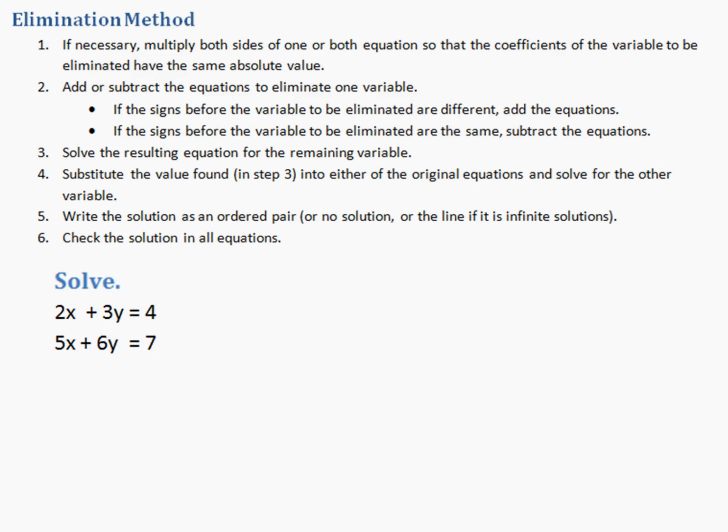Our next one, this is the first one where we actually have to do something with this first step. Notice here we have a 2x and a 5x, a 3y, and a 6y. None of those are the same coefficient or opposite coefficients. So what we need to do is multiply one or both of the equations by something so they do have the same coefficient. You can do it either way, but there's an easier way here.